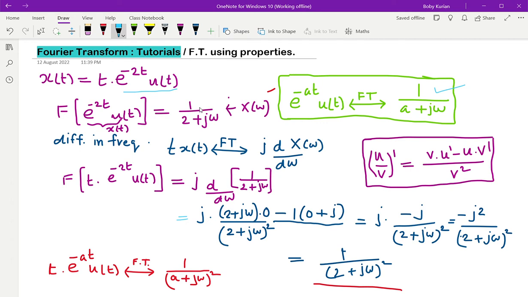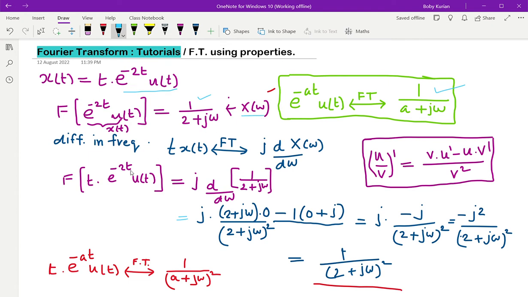We are not doing that separately here, but we think that we already know about it. Okay, so the Fourier transform of e power minus at u of t is 1 by a plus j omega. So you can see e power minus 2t u of t, its Fourier transform will be 1 by a is 2, 2 plus j omega. Okay, so this is our x of t and its Fourier transform is our x of omega.